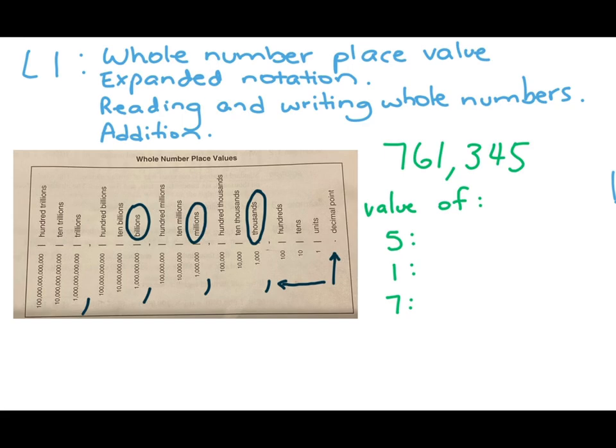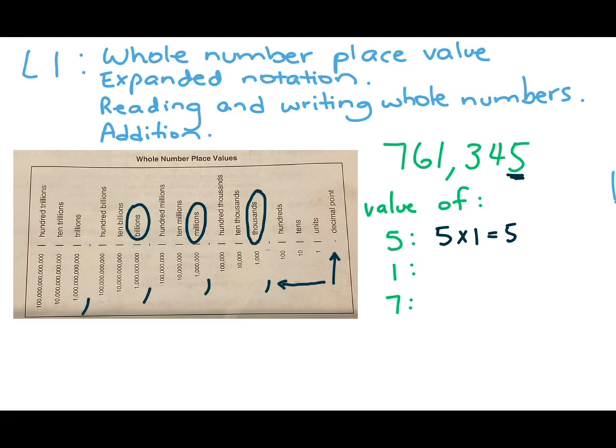Okay, then we're going to see if they give us a number like that, how do we find the value? 761,345. What is the value of 5? Well, since it's here in the first space after the decimal point, then it is in the units or the ones place. So the value is 5 because it's 5 times 1, which is 5.